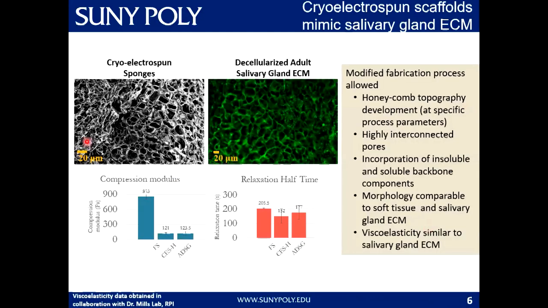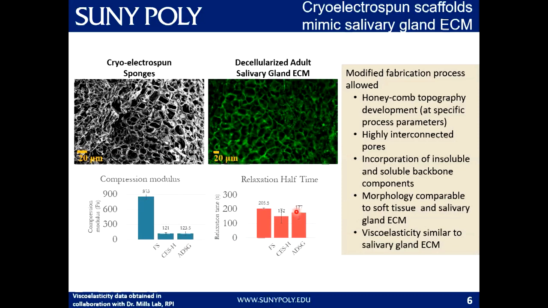And we were able to fabricate it to have properties topographically similar to the native decellularized adult salivary gland ECM. We were also able to achieve similar stiffness in the order of about 120 pascals and similar relaxation half times. We were able to incorporate soluble and insoluble components of the ECM backbone.